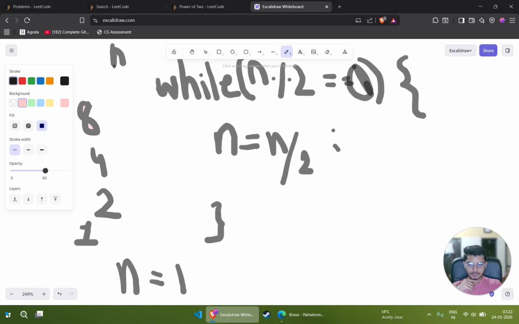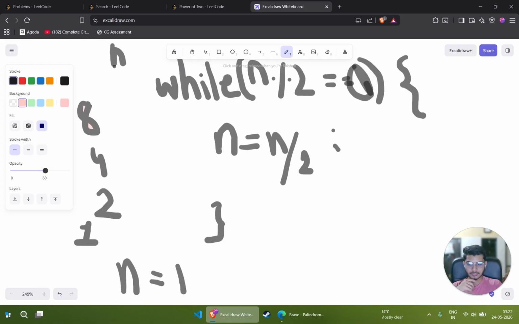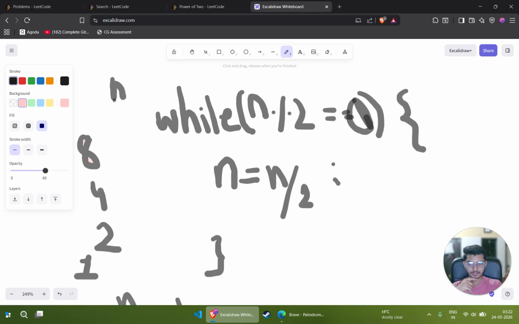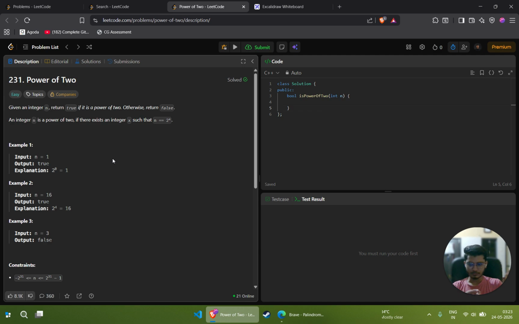So at the end, when we get 1, 1 modulo 2 is not equal to 0, so this condition will become false. If the number is a power of 2, after this process we will end up with 1. We check whether the answer we have is 1 or not. If it's 1, we simply return true, it is a power of 2. If it's not, we return false. Now let's begin.